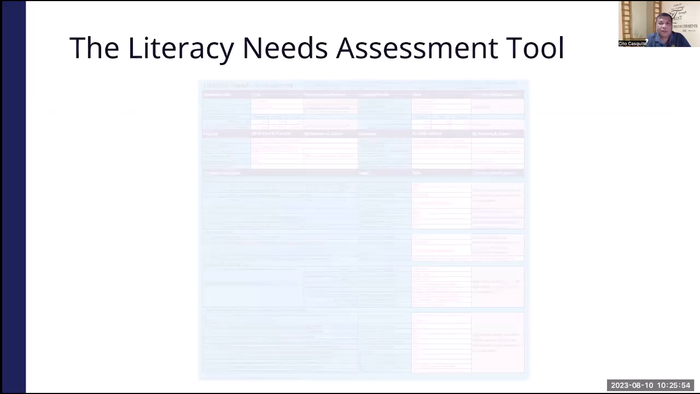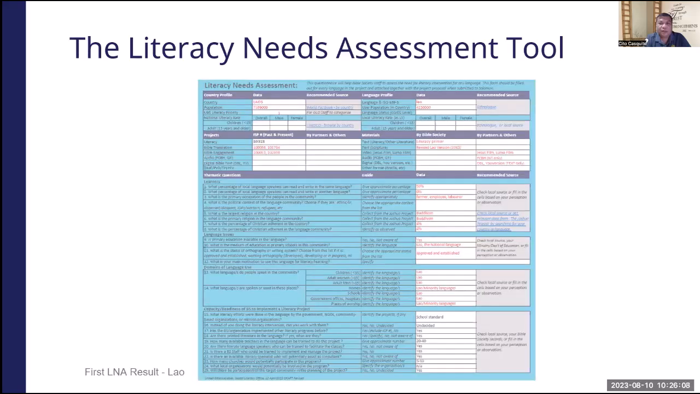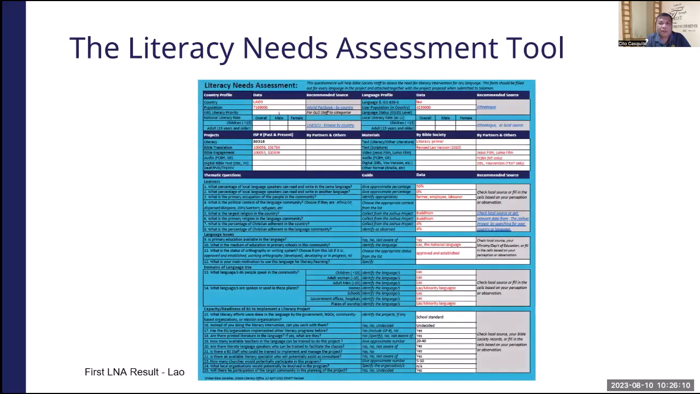And overall, the questionnaire looks like this. So there are sections that are actually not filled with answers. And that's where the literacy specialist comes and helps them on how to gather the information. Another example, I will not give the details, but this is from Lao, Lao PDR. Some of the sections here are not answered.